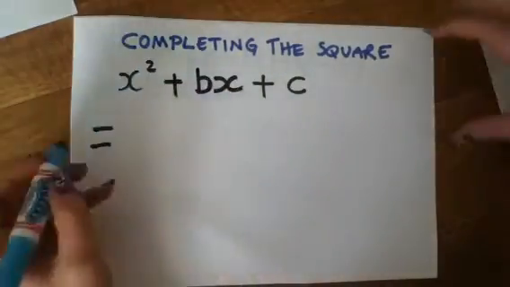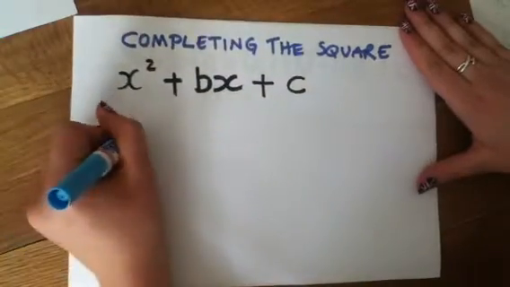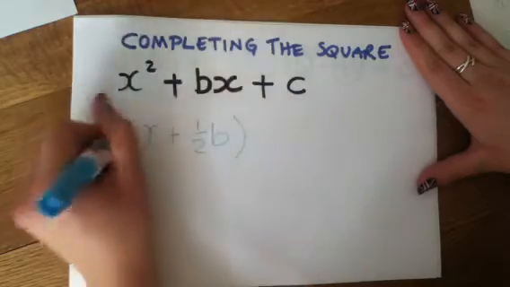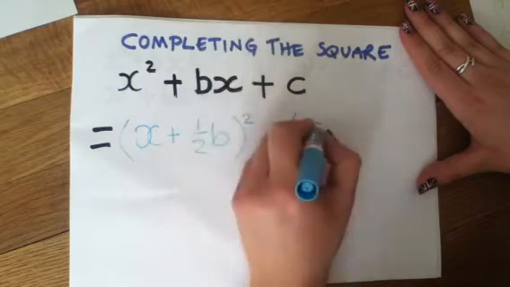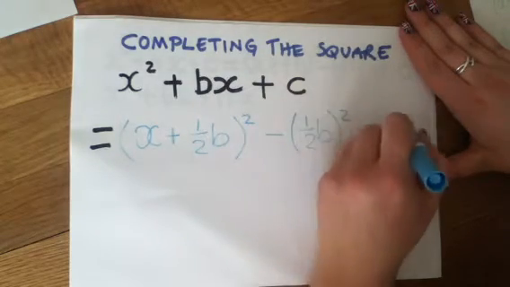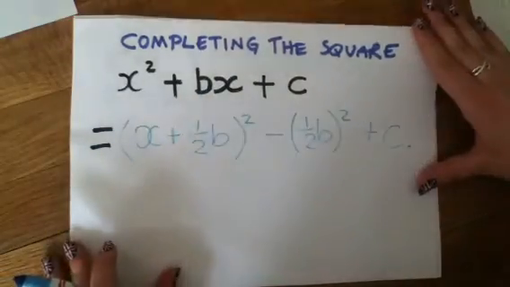What we do is the formula x squared plus bx plus c becomes x plus a half of b all squared, minus a half of b squared, and then plus c on the end. And this b and this c, they're the same ones there.